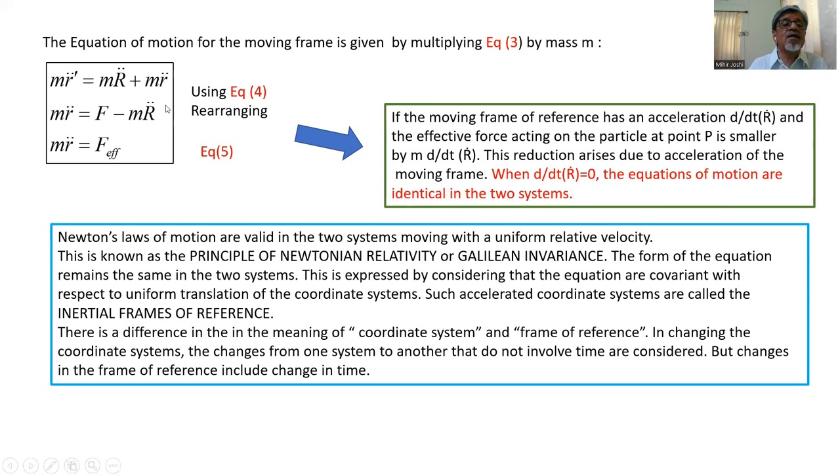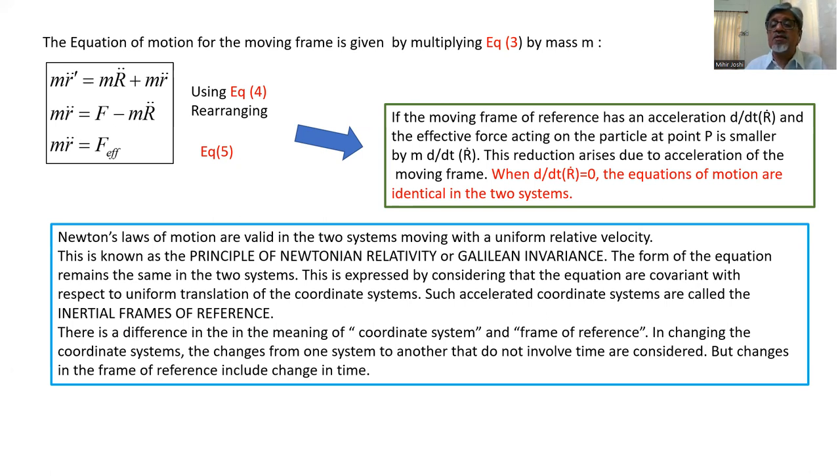So if we consider that m R capital double dot is 0, then both equations are the same, both forces are identical. So Newton's laws of motion are valid in the two systems moving with uniform relative velocity. This is known as the principle of Newtonian relativity or Galilean invariance. The form of the equation remains the same in the two systems. This is expressed by saying that the equations are covariant with respect to uniform translation of the coordinate system.